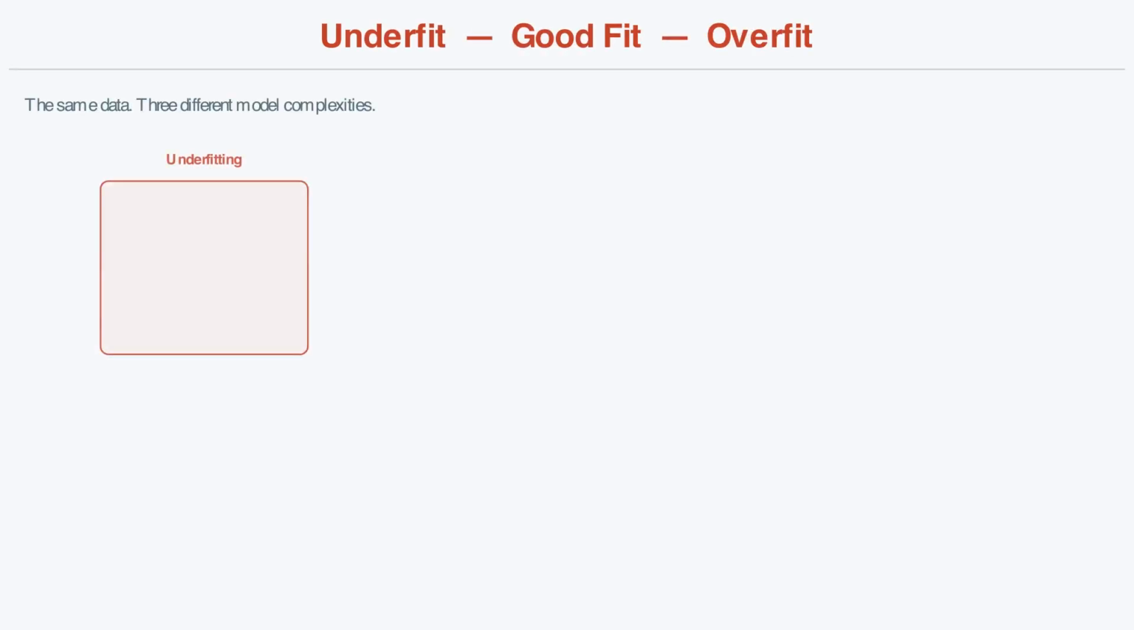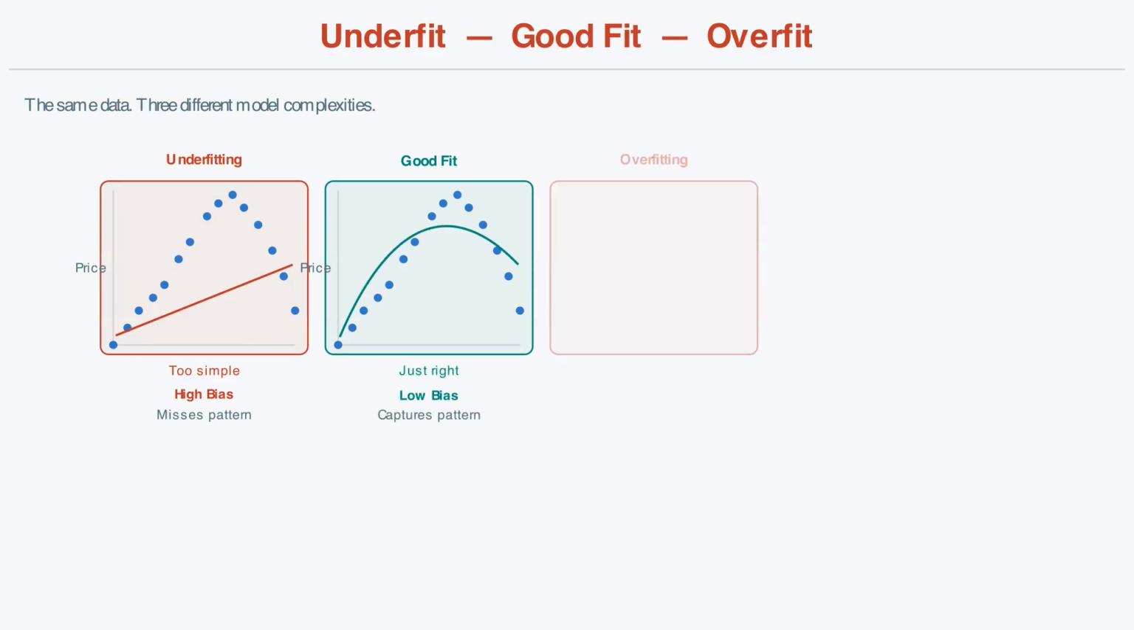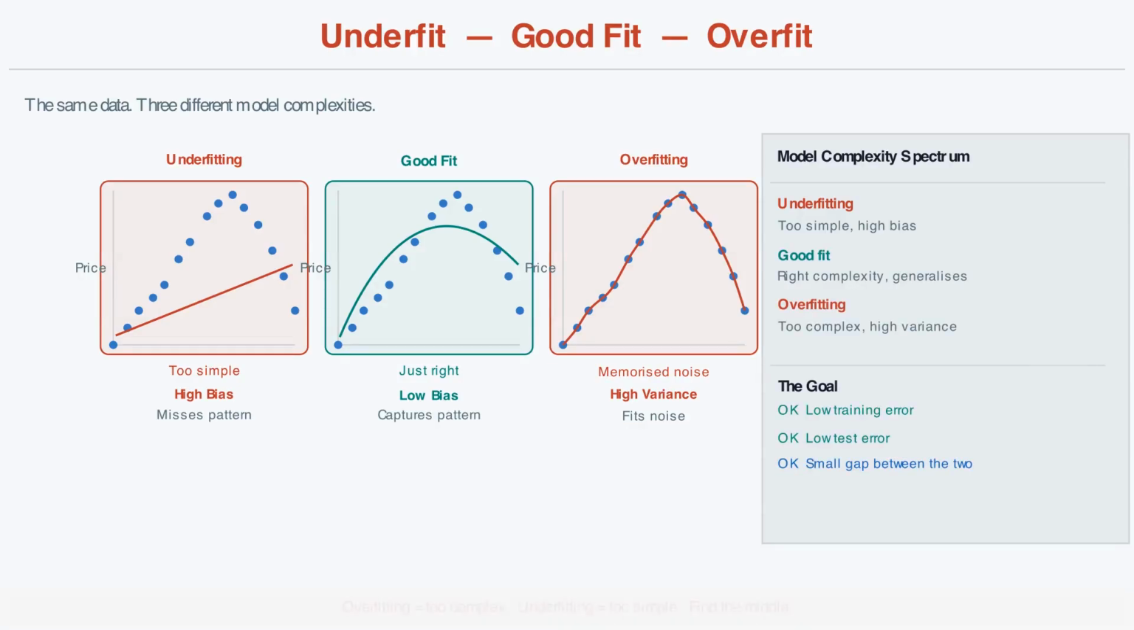Let us make this visual with a concrete example, predicting house prices from size and location. Here are 15 data points. Each dot is a house. We want to fit a curve that explains the relationship between the features and the price. First curve, a straight line. This model is too simple. It cannot capture the actual curve in the data. It misses the pattern almost everywhere. This is underfitting, too simple, too much bias.